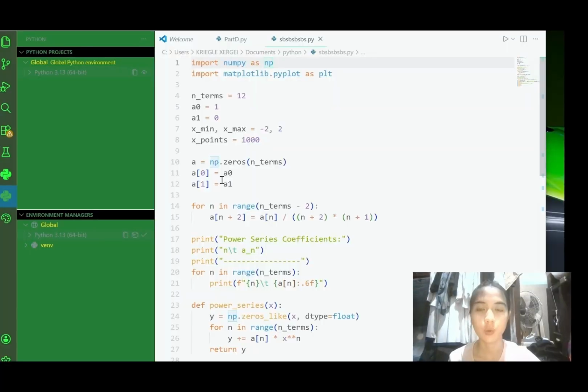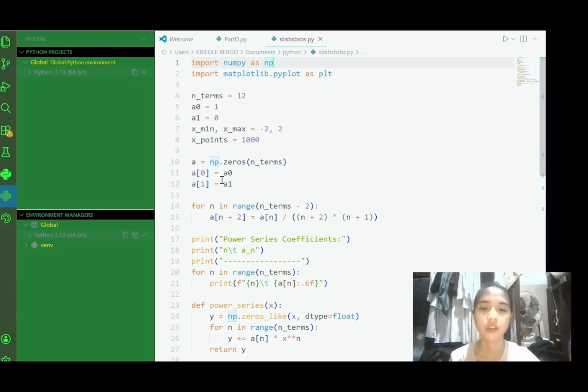Today everyone, I will explain the process of our Python code. This code solves the differential equation y double prime minus y equals 0 using the power series method, and then compares the result to the exact solution, which is cosh of x.